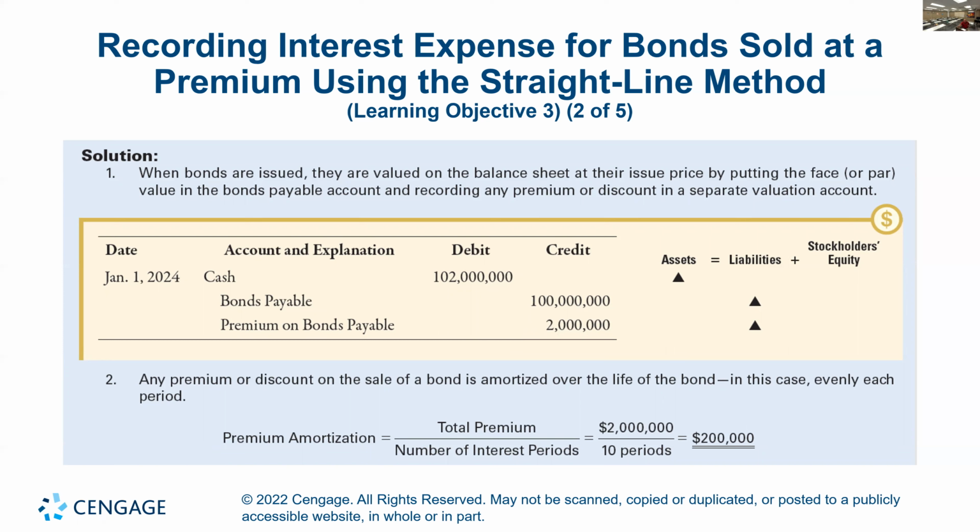So next, using the straight line method, we have to calculate how much of our premium we are going to amortize off each period. There's 10 periods, the 5 years times 2 payments each year, semi-annual payments, which means we are going to amortize $200,000 off of our premium when we start doing it.